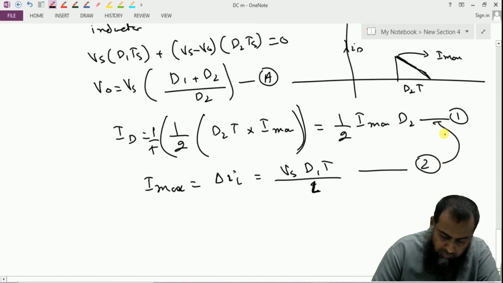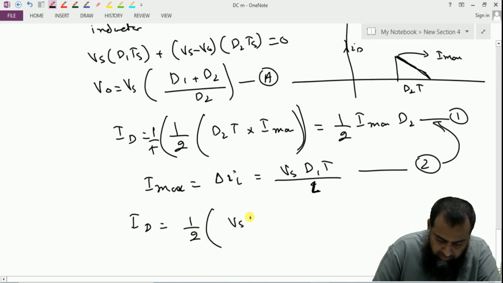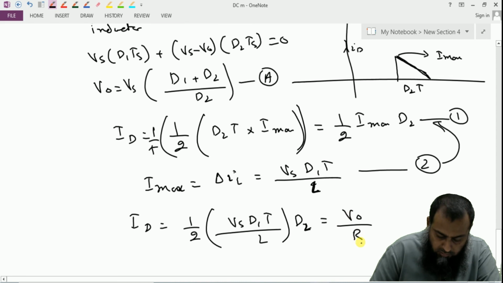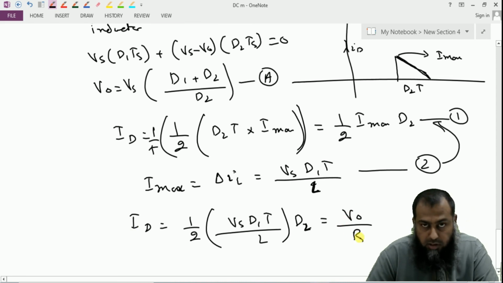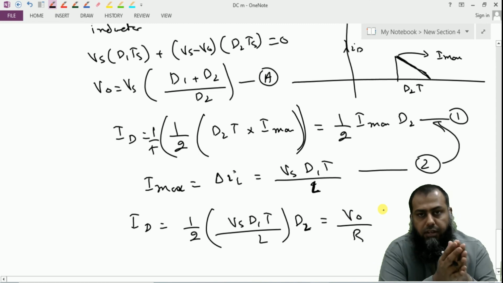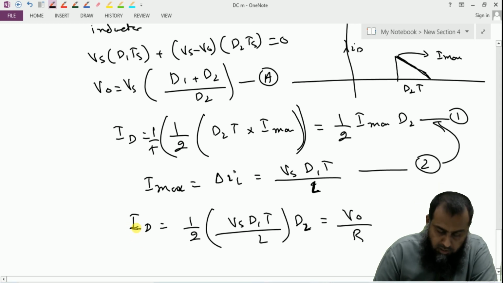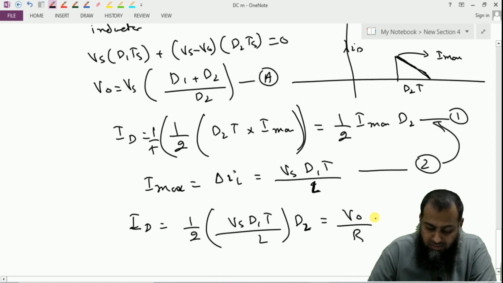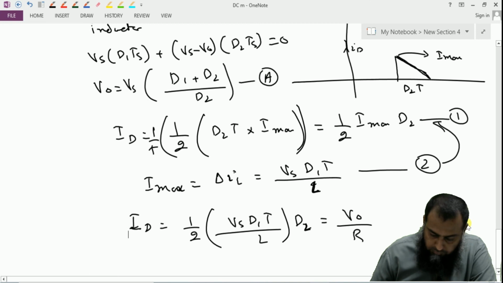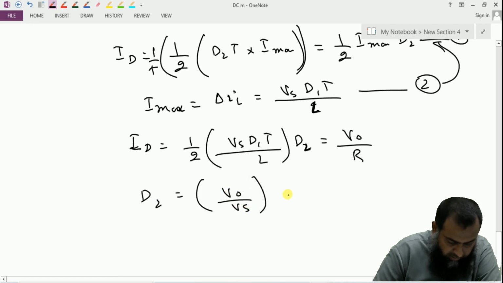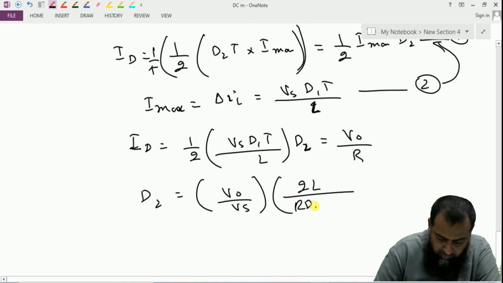Now if I substitute equation number 2 back in here as the value of this I max, then this ID is equal to 1 over 2 into Vs D1T over L into D2, and that is equal to V naught over R, because the average value of the diode current can only flow through the resistance R. The average value of the current ID cannot flow through the capacitor, because the capacitor will offer infinite resistance to a DC value, and therefore the average value of this diode current ID shall only flow through the load, which is given as V naught over R. So this D2 is equal to V naught over Vs into 2L divided by R D1T.